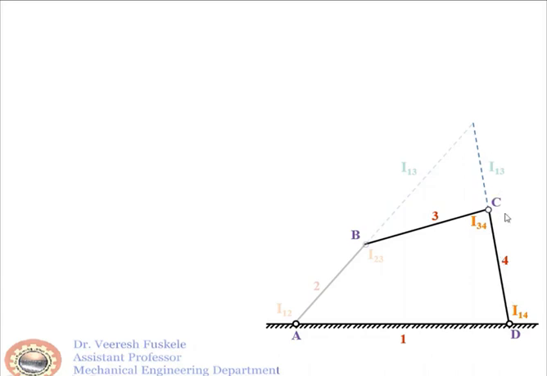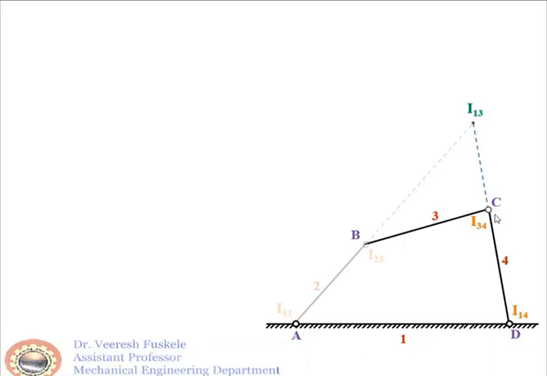That means I13 lies on the link AB and also on the link CD. As a result, I13 lies at the intersection of the two lines when extended, that is here, and we locate I13. Following the same principle, we can also locate the last IC, I24.